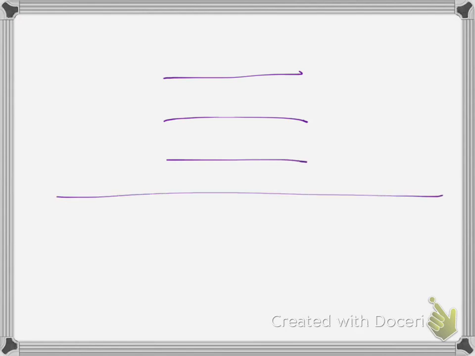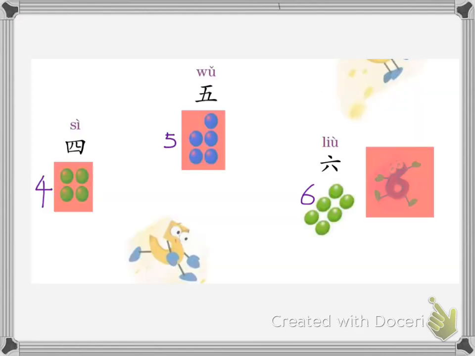I bet you think number 4 is like this. But you're wrong! This is number 4. Its pronunciation is like this. S. The writing is like this. This is the first stroke, this is the second stroke, this is the third stroke, this is the fourth stroke, and this is the fifth stroke.